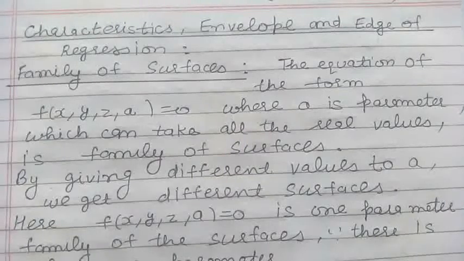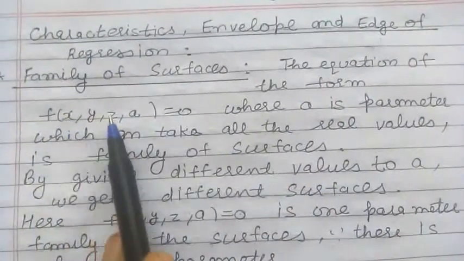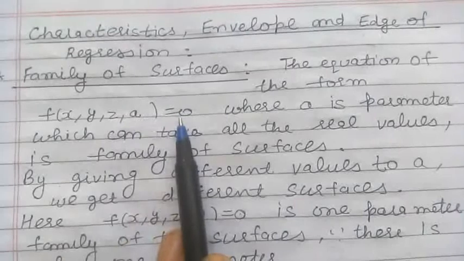Good morning, students. Today we will discuss the topic characteristics, envelope, and edge of regression for a family of surfaces. So, firstly, let us define what is family of surfaces. An equation of the form f(x, y, z, a) = 0.